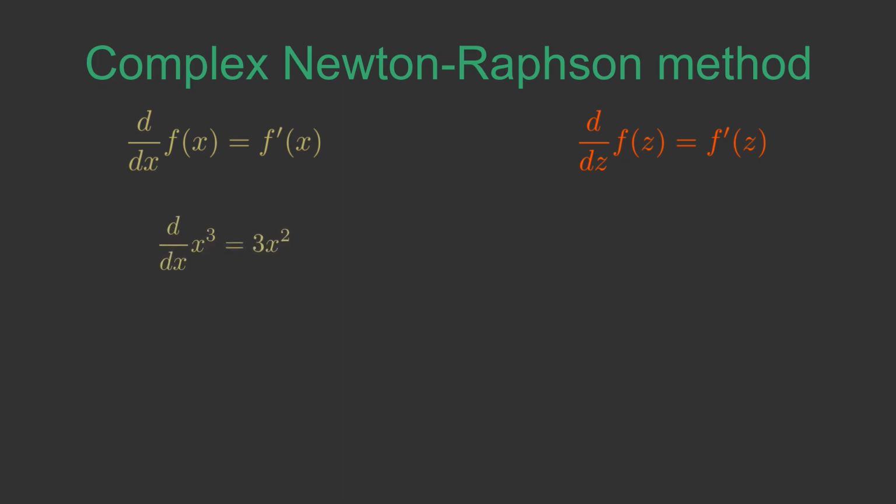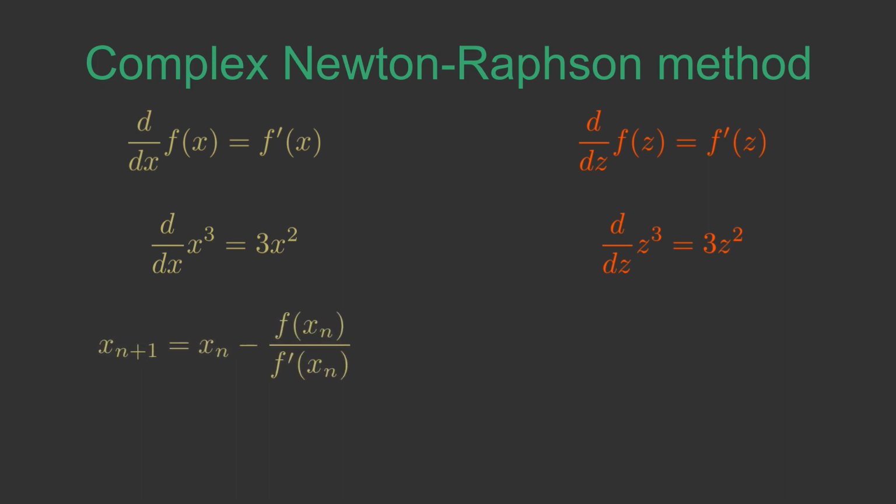If we differentiate x cubed, for example, we get 3x squared. If we differentiate z cubed, we get the same result, 3z squared, even though z is a complex number. We can apply the original Newton-Raphson formula to the complex function z cubed. We take the earlier Newton-Raphson formula and replace the real variable x with the complex variable z. So the formula is z_(n+1) equals z_n minus f of z_n over f prime of z_n.